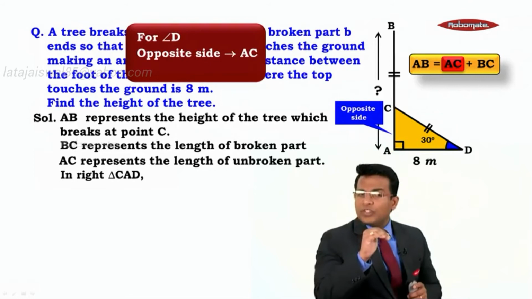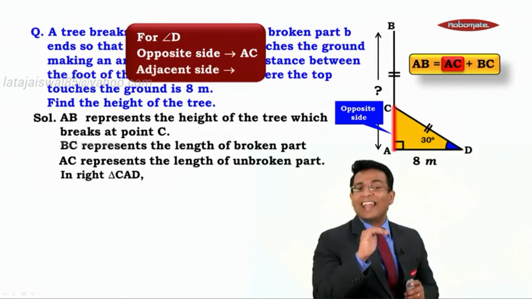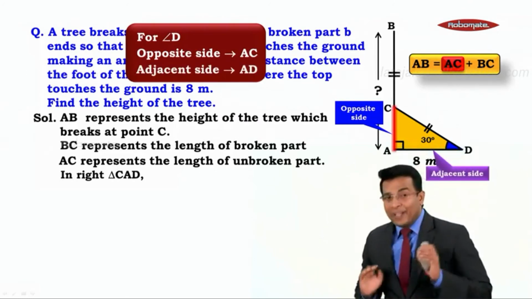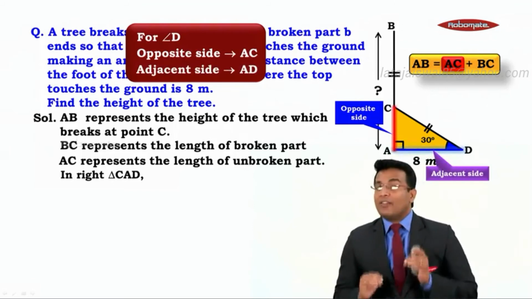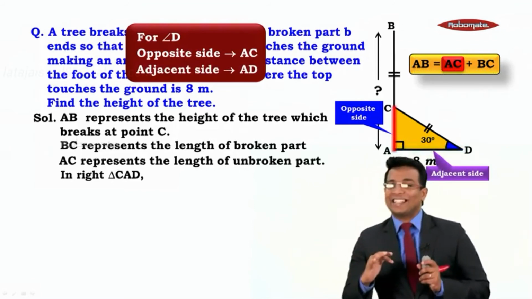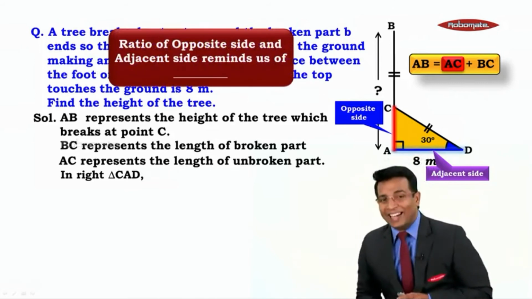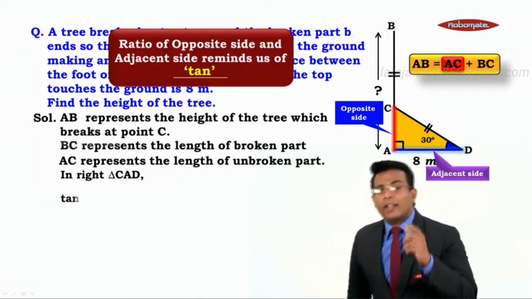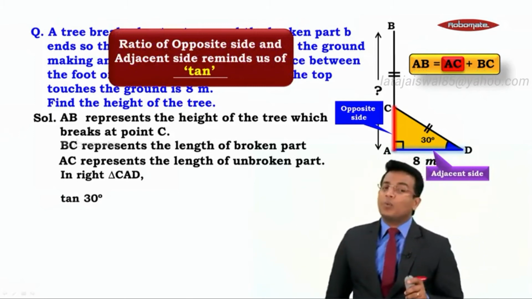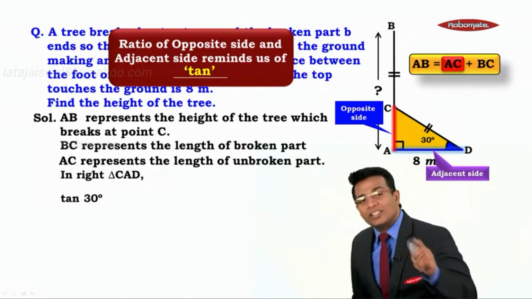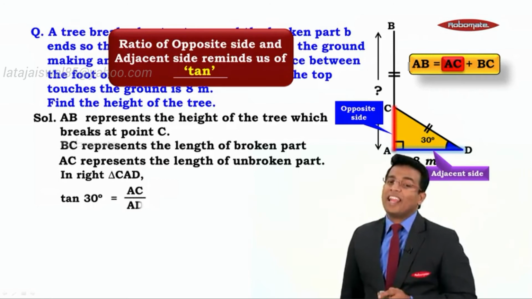And the information which is given, AD, is nothing but the adjacent side. That means in this triangle, we are talking about the opposite side and the adjacent side. So which ratio are we talking about? It is going to be tan, so we are going to use tan of 30. So we write tan of 30 is equal to opposite side upon adjacent, that is AC upon AD.